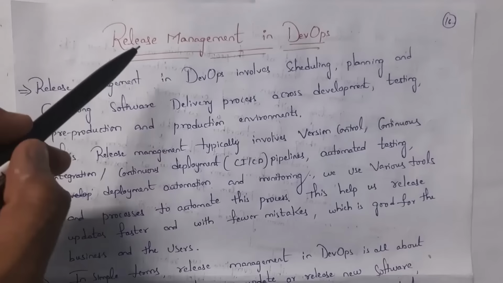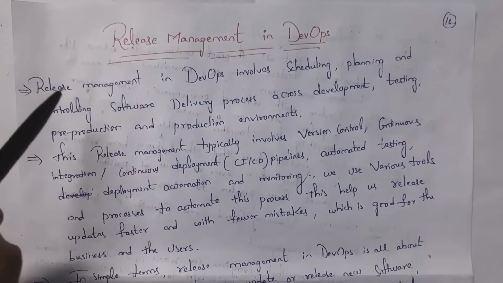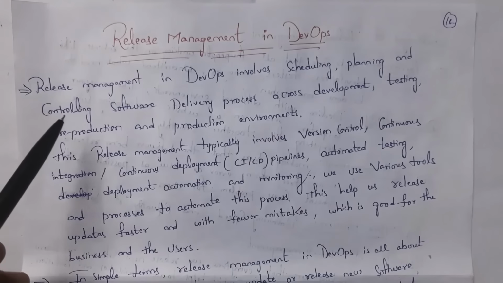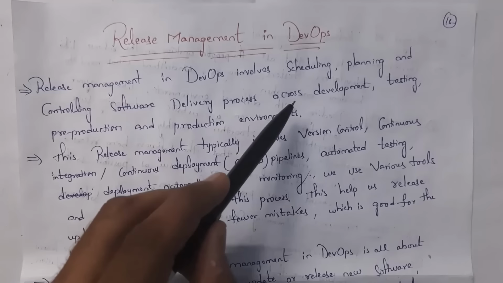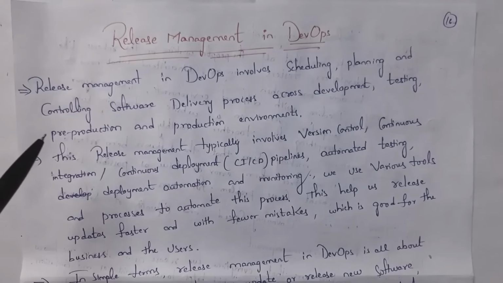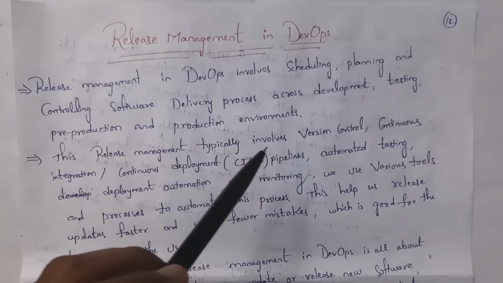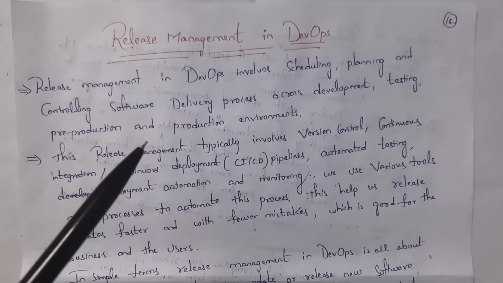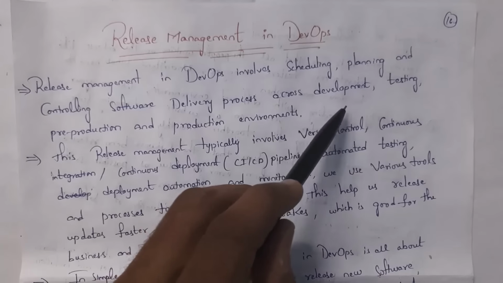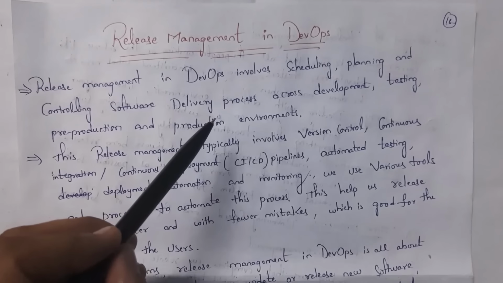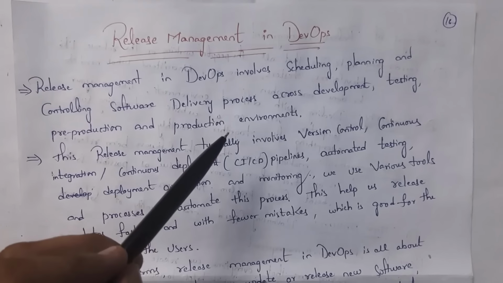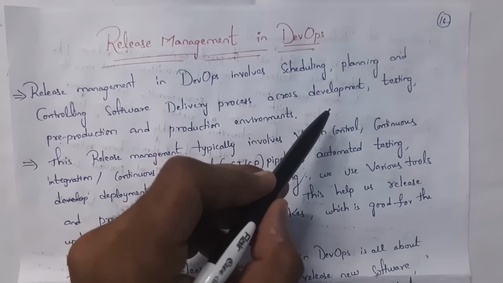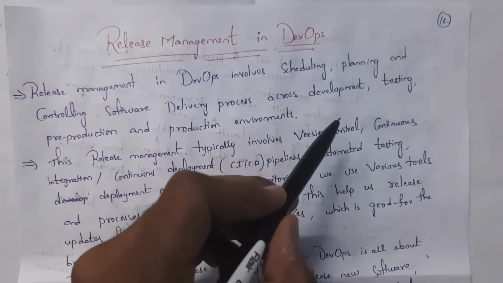Next, I will explain release management in DevOps. Release management in DevOps includes scheduling, planning, and controlling the software development process across development, testing, pre-production and production environments. Guys, release management is nothing but controlling the entire software development process from developing software to placing that software in the production server. Controlling this entire process is known as release management. When to start and when to manage and complete all these stages comes under release management.